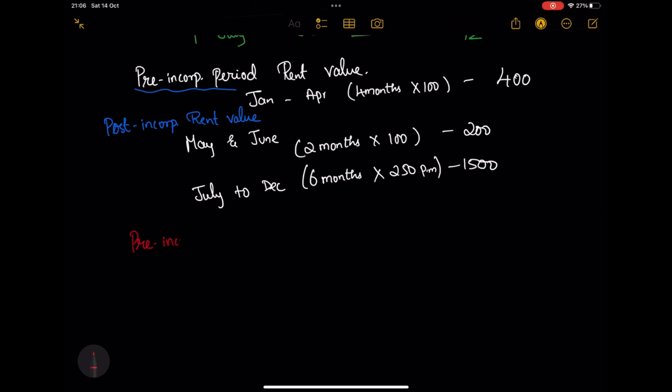Pre-incorporation rent is rupees 400 and post-incorporation rent is 200 plus 1500. We have to add both the values, rupees 1700. This is the total value. This is how we have to calculate it. Got it? So very simple.